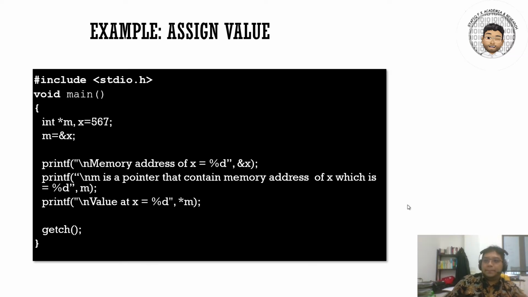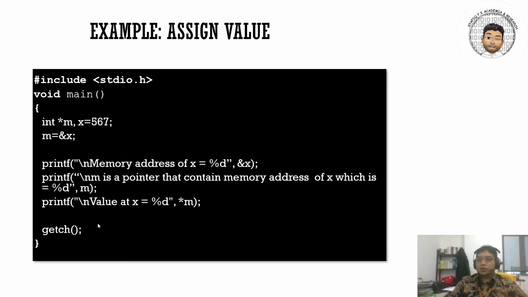This is an example here. I have an integer x equal to 567, and pointer m represents the address of x. That's why m is a pointer, because m is holding the address of x. When you want to print the memory address of x, you use the address of x. When you want to print the value that m points to, you use the pointer m.